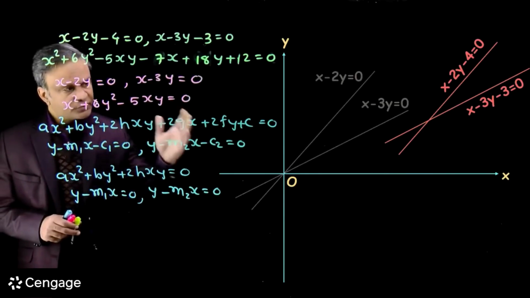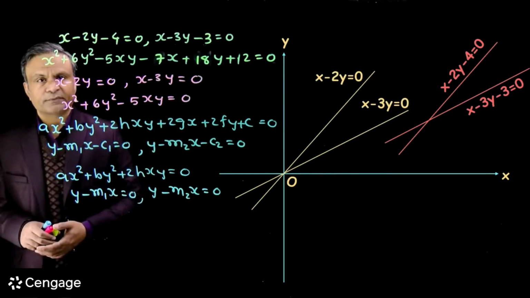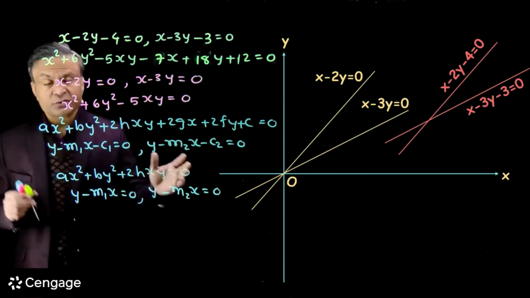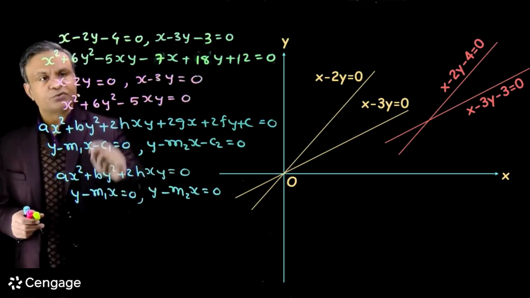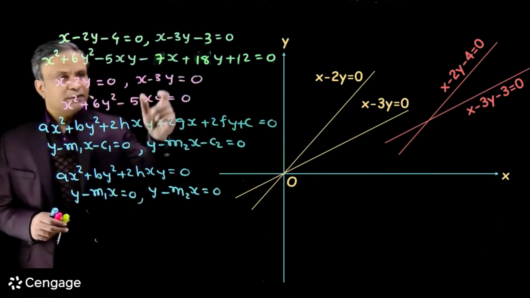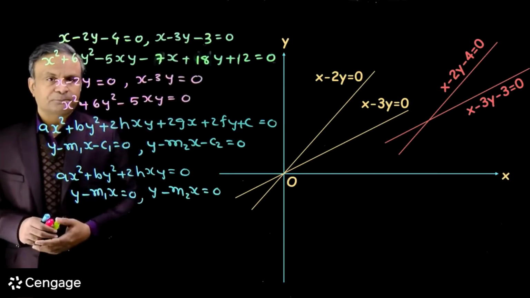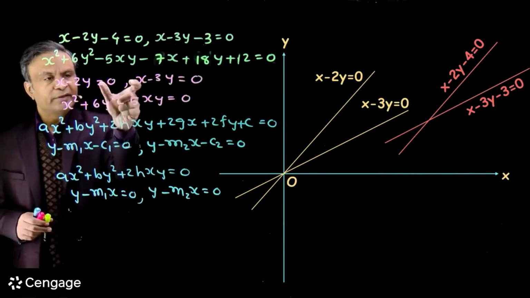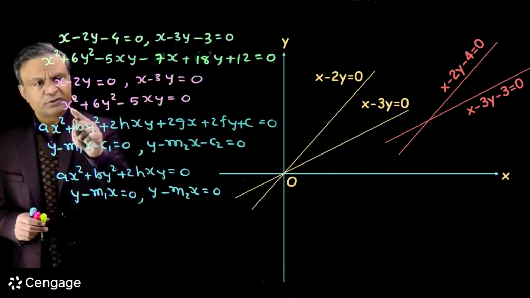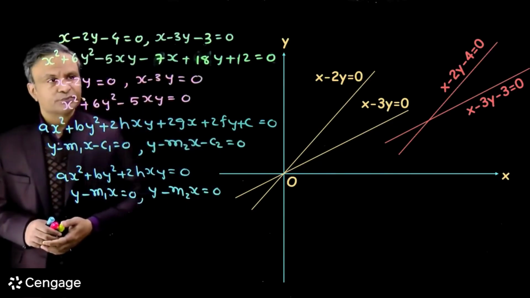Now we consider pair of straight lines parallel to given pair of straight lines but passing through origin. Now for this pair of straight lines, we have equations of component lines as x minus 2y is equal to 0 and x minus 3y is equal to 0. This line is parallel to this line and this line is parallel to this line. Okay. Now we multiply these two equations. We get equation of new pair of straight lines passing through origin. Equation is x square plus 6y square minus 5xy is equal to 0.